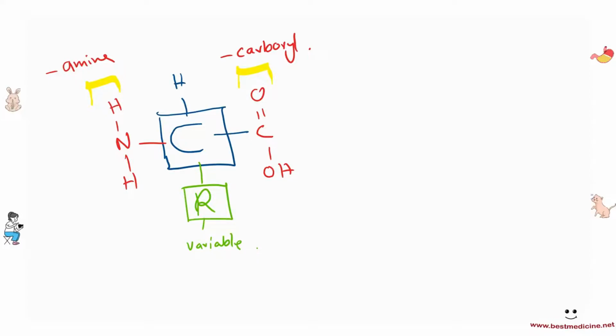So how do 2 amino acids link together in the ribosome? Well, for this, we'll have to draw another amino acid here. So let's get another amino acid here. So again, a central carbon, and then it would have an amine group on one side, right? And a carboxyl group on the other side.